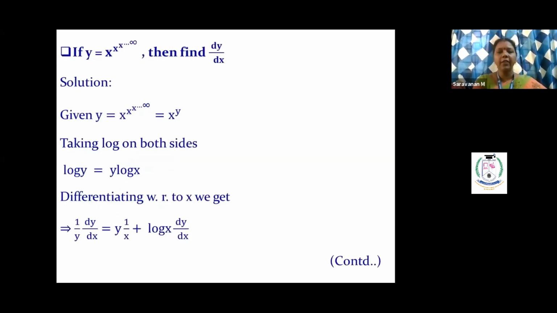So what we are getting? dy by dx is equal to y by x into y by 1 minus y log x. So simplifying, we are getting dy by dx is equal to y squared by x into 1 minus y log x. So that is the answer. See, while seeing the question, you find it very difficult how we are going to differentiate. So if we are applying the logical thinking and logarithm on both sides, then you'll be getting the answer easily. Have you got?